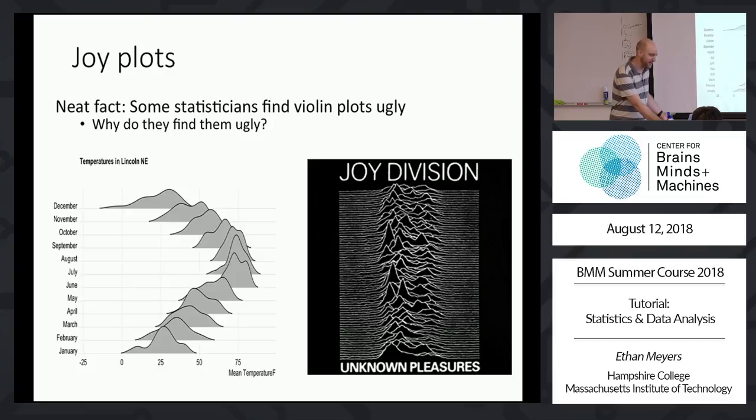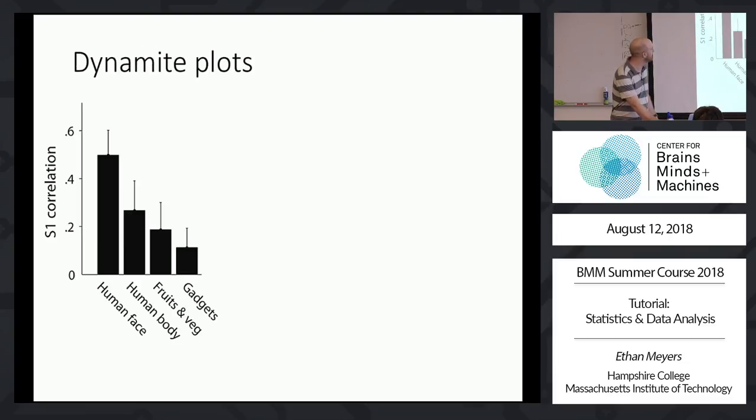Okay. And again, there's other types of plots. So there are dynamite plots. Everyone's seen these before, used these. I've used them. Maybe I shouldn't. This is from my paper. So a dynamite plot, maybe you'll plot the mean and a standard error as these dark bars.